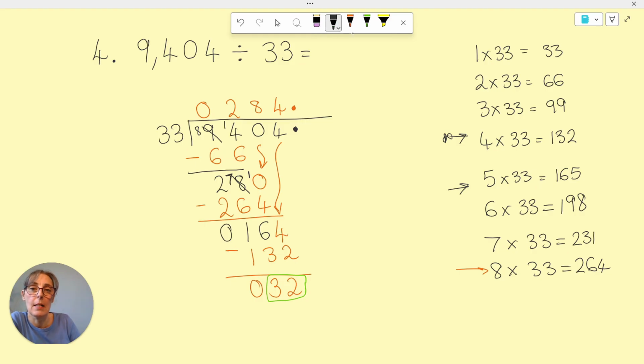Okay, so I'm going to write that down actually. So it would be 284 remainder 32. Or it would be 284 and 32 divided by 33. Or, and we're going to find out the next bit. So let's put a couple of zeros there.